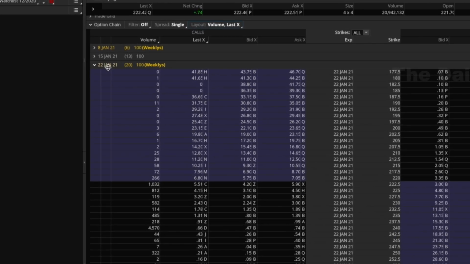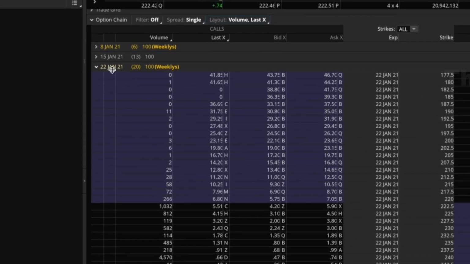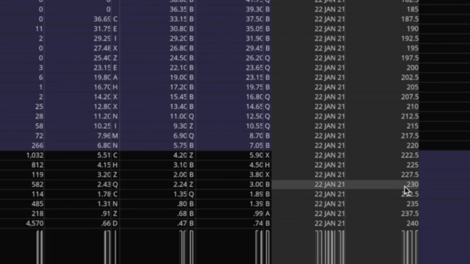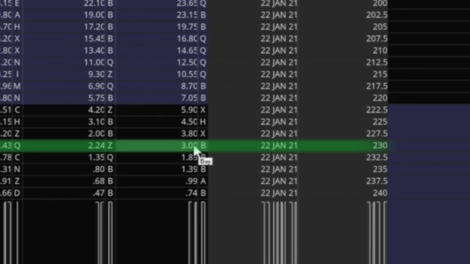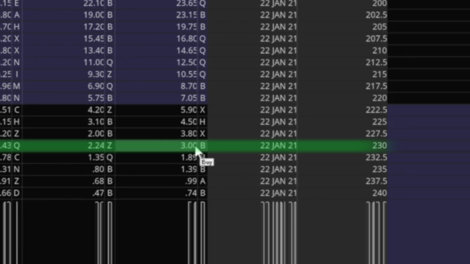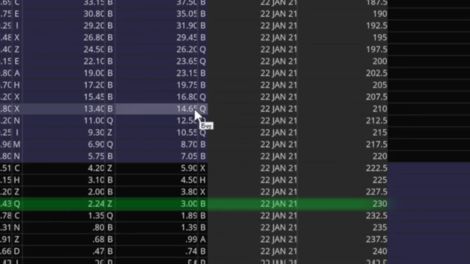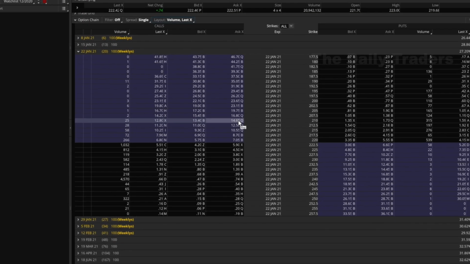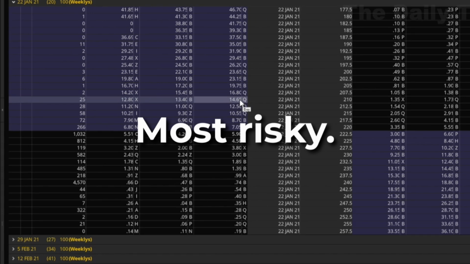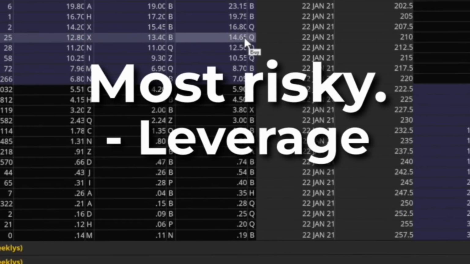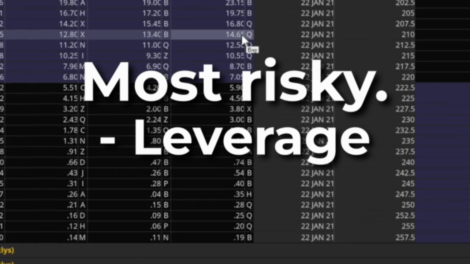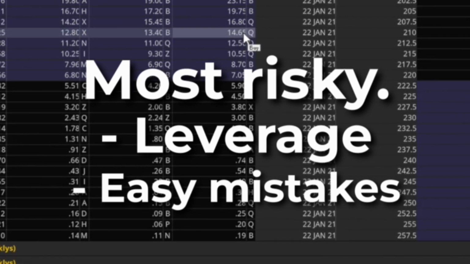For example, say I think Microsoft is going to go up to $230. Now you're probably thinking, oh, I'll just go buy the $230 call, which would be $3 or $300. But what I always do, and I know I mentioned it briefly, is buy in the money. Now options trading is one of the most risky things I think you can do when it comes to trading in the market. It's very risky, again, due to the leverage you get, and your contracts can lose value very quickly if you're not careful.